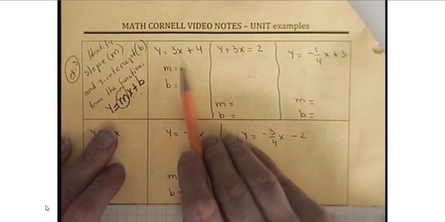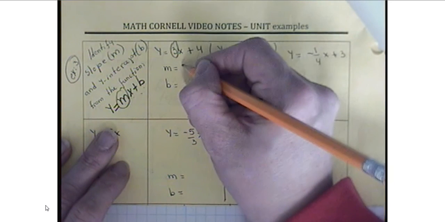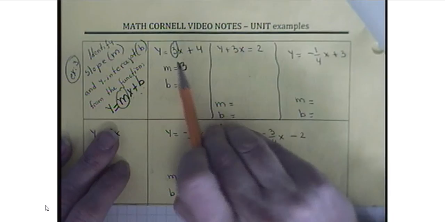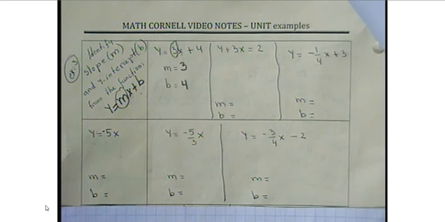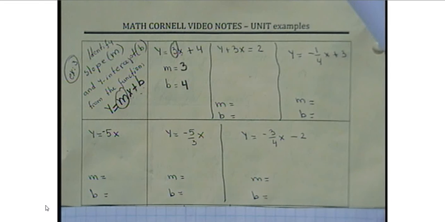So look at the example here, y equals 3x plus 4. Well, definitely this is what m is. 3, the number with the variable, and +4 is my b. So that's it. You just look at the equation and you decide which number stands for what.